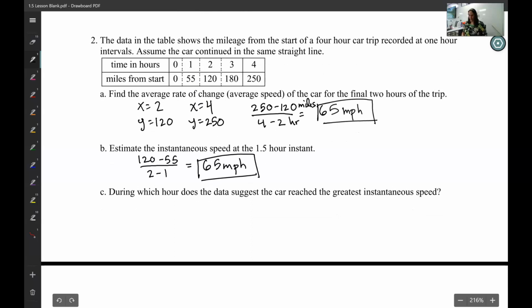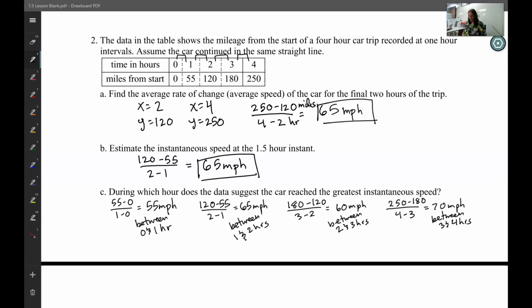Last one. During which hour does the data suggest the car reached the greatest instantaneous speed? So what I need to do is find the average rate of change between each of these intervals and then see which one is the greatest. So I'm going to have you pause the video. You're going to need to find change in y over change in x 4 times. So practice calculating that. Ready, set, go.